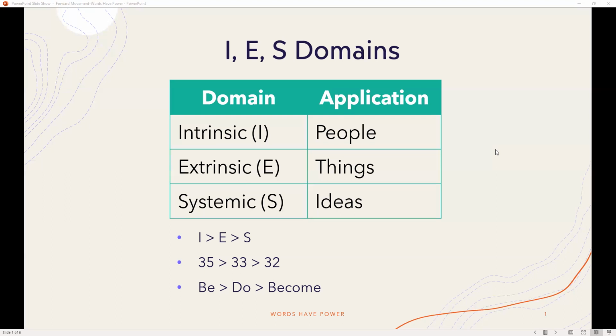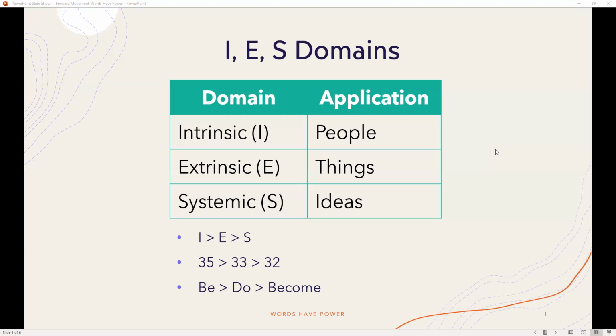For example, if you use the extrinsic domain or the systemic domain to think about people, then you reduce them to things and ideas. That's why the intrinsic domain is best used when thinking about people. I'm going to read to you a little paragraph that will help you to understand this concept a little better. And then I also talked about in my last video how I is greater than E is greater than S. What this really means is that when thinking about people, the intrinsic should be used first and should be used to inform the extrinsic, which should be used then to inform the systemic.